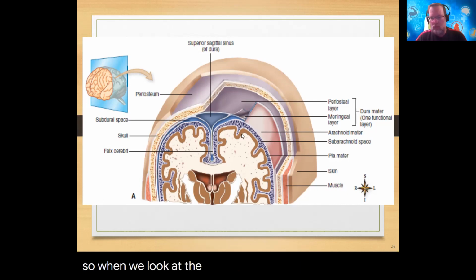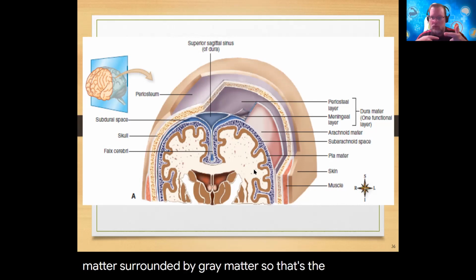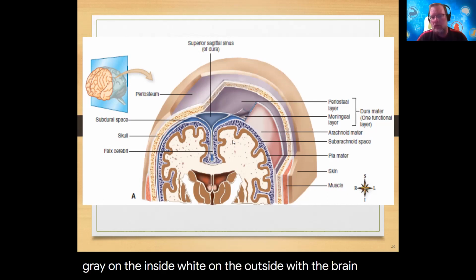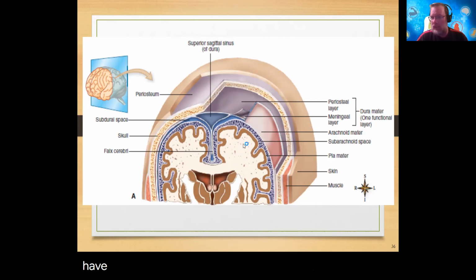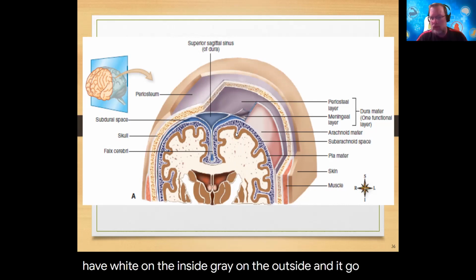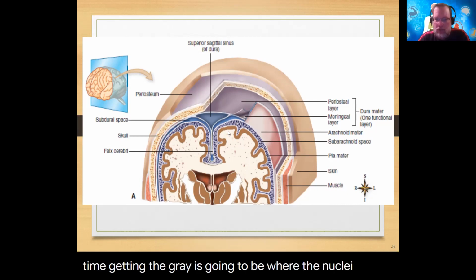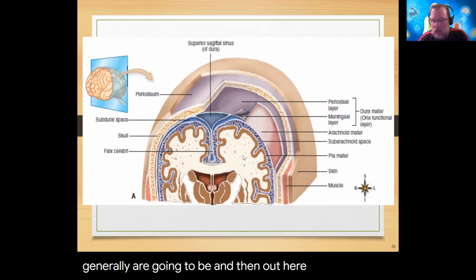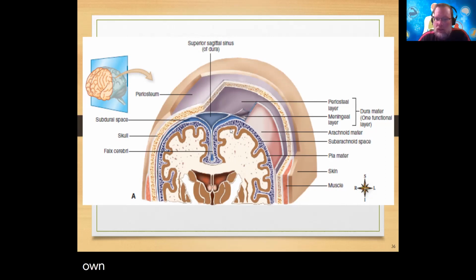So when we look at the brain, we're looking at a frontal or coronal section. We can see white matter surrounded by gray matter. So that's the reverse of what we see with the spinal cord. Remember, the spinal cord is gray on the inside, white on the outside. With the brain, we have white on the inside, gray on the outside. And the gray is where the nuclei generally are going to be. And in here is where we see a lot of axon, dendritic activity. A lot of the myelin is contained within here.